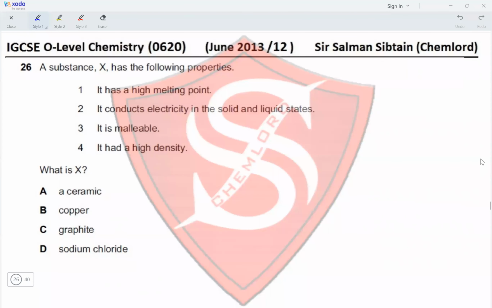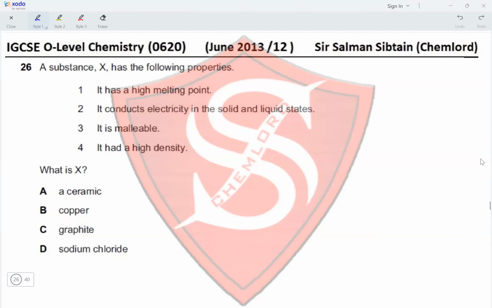Question 26. A substance X has the following properties. It has a high melting point. It conducts electricity in the solid and liquid states. It is malleable. It has a high density. So this is describing a metal, and because it has a high density and a high melting point, it is describing a metal from the transition elements. So it is a metal from the D block basically.